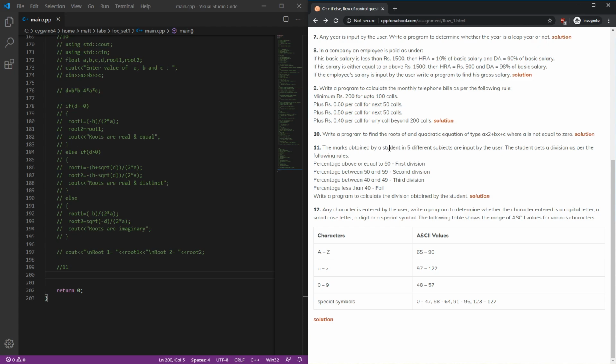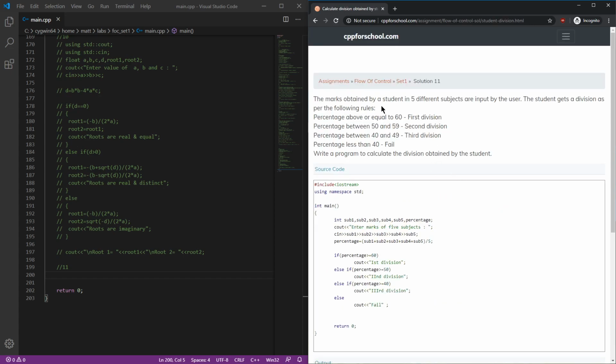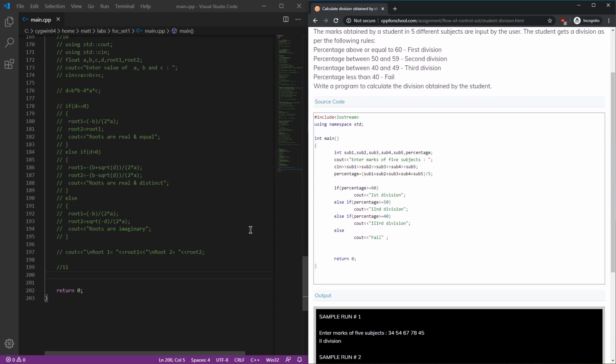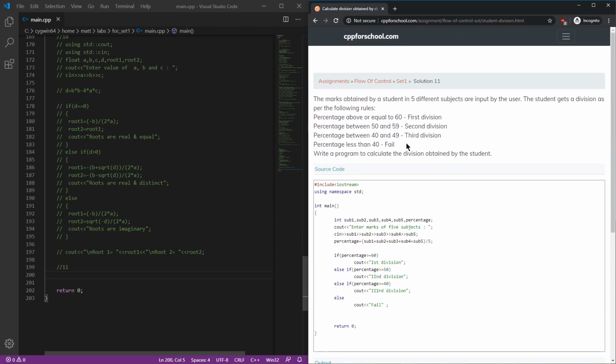The marks obtained by a student in 5 different subjects are input by the user. The user gets a division as per the following rules. Write a program to calculate the division. I literally don't know what this means. I could read this a million times. I just don't understand why you're calling it first divide by what? What are you dividing by? I don't get it. I literally can't get this. It makes no sense to me at all. This question makes me feel stupid because it's so stupid.